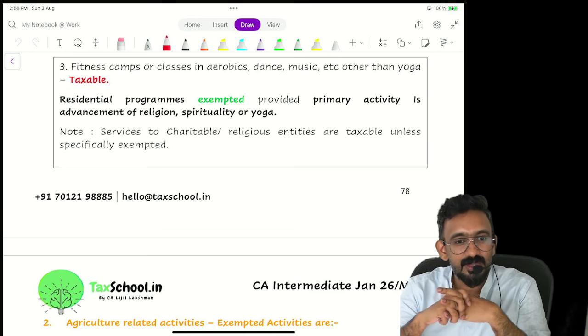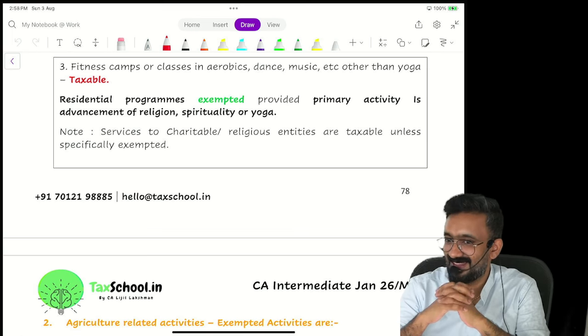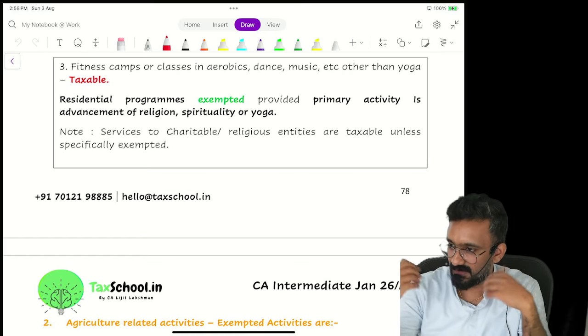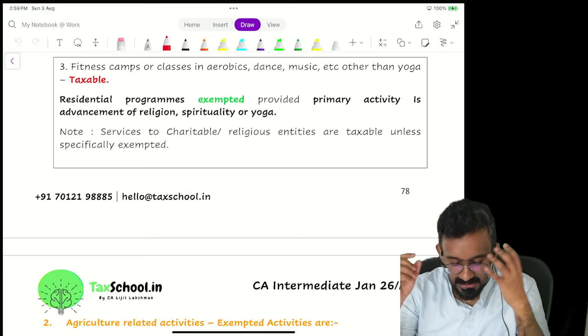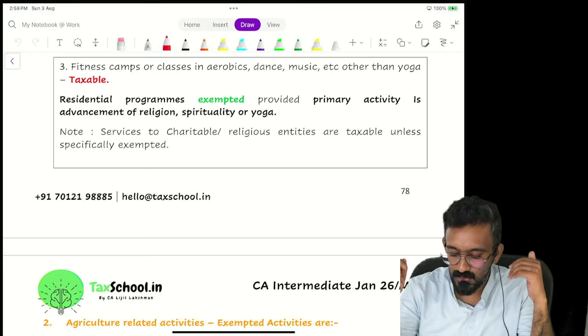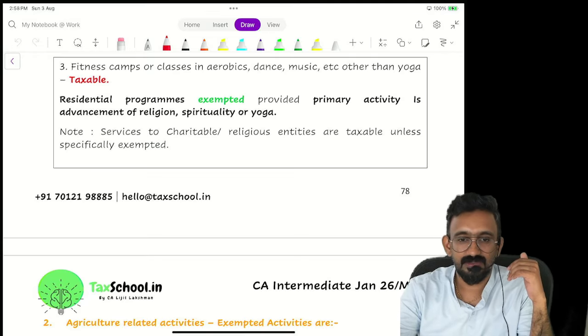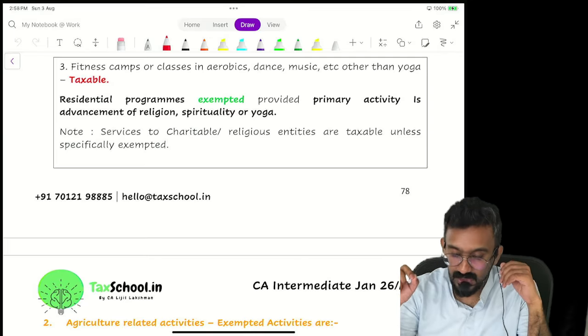Understanding. Suppose Isha Yoga Center is doing, apart from yoga, a Zumba camp. Just for example, I mean something beyond yoga, a fitness program. They have a lot of other programs also. Fitness classes in aerobics, dance, music other than yoga, will it be considered a specified charitable activity? No. Will it be taxable or exempt? Taxable. What about residential program?